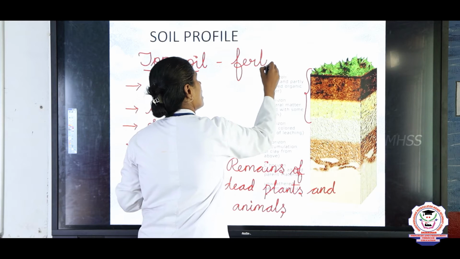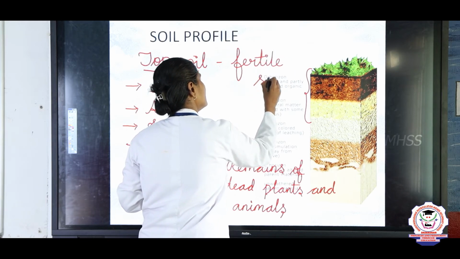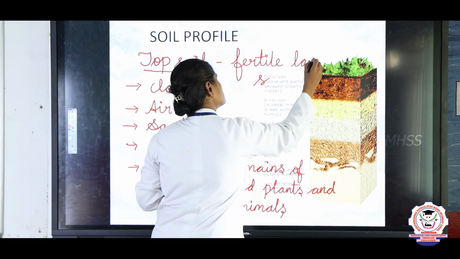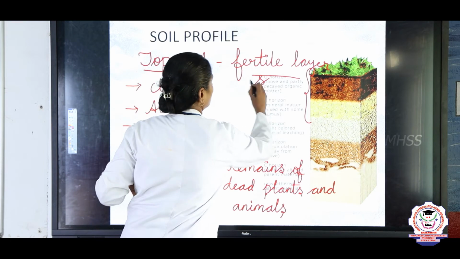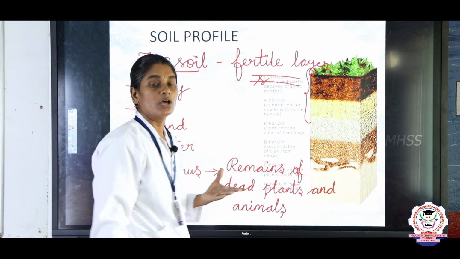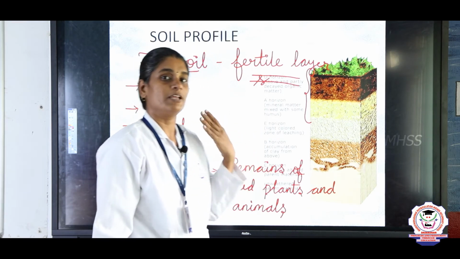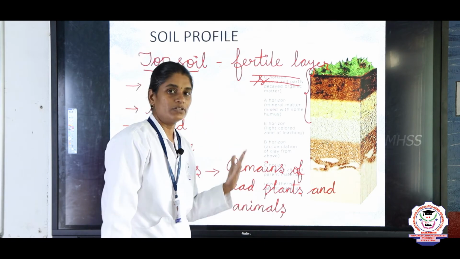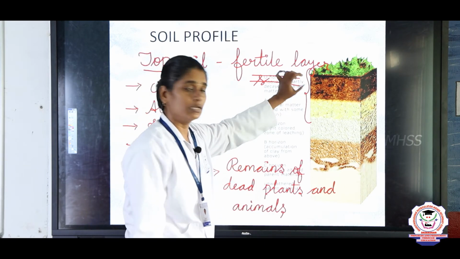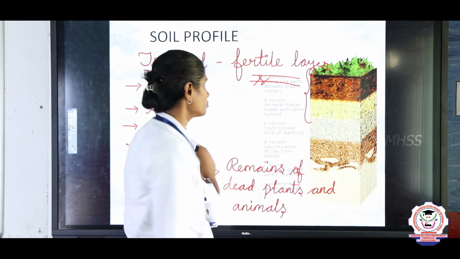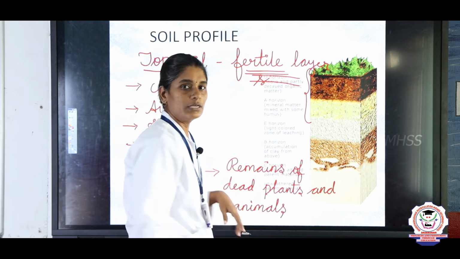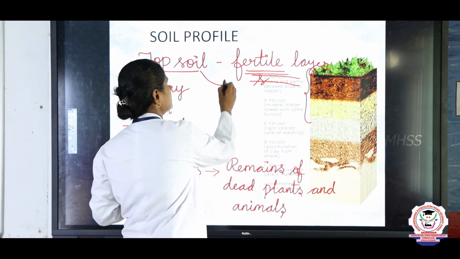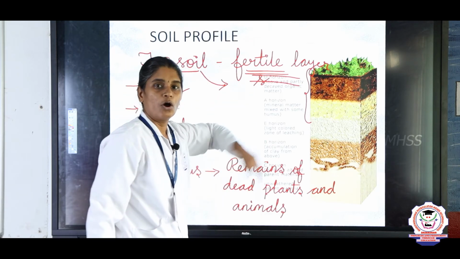F-E-R-T-I-L-E. So, this is the fertile layer. In your 1 marks they may ask which layer of the soil is very fertile. You have to write that the fertile layer of the soil is topsoil. So, topsoil is the fertile layer of the soil.